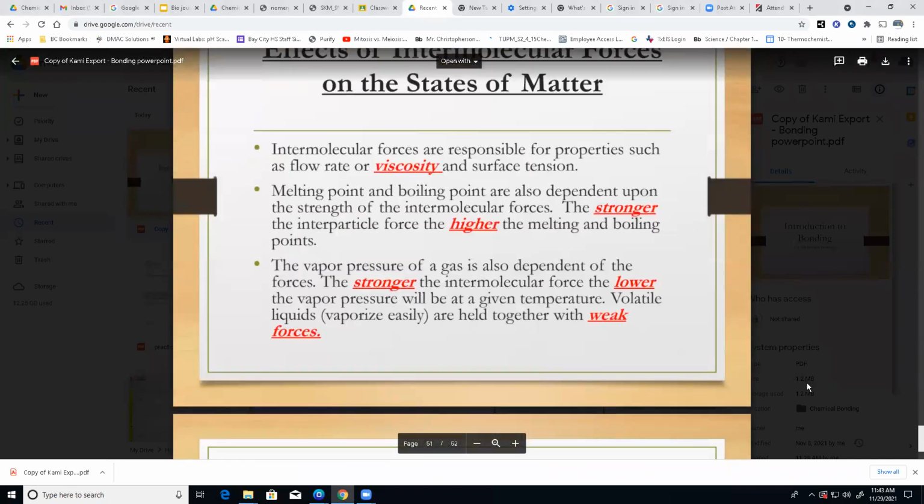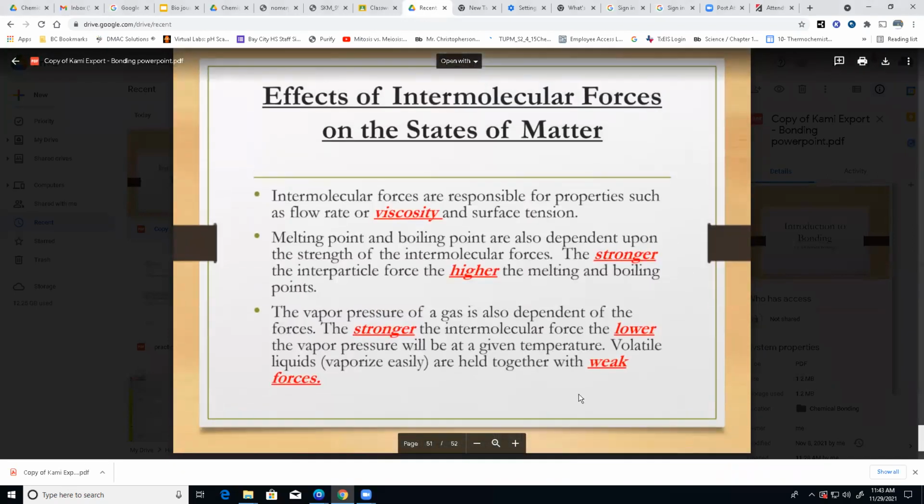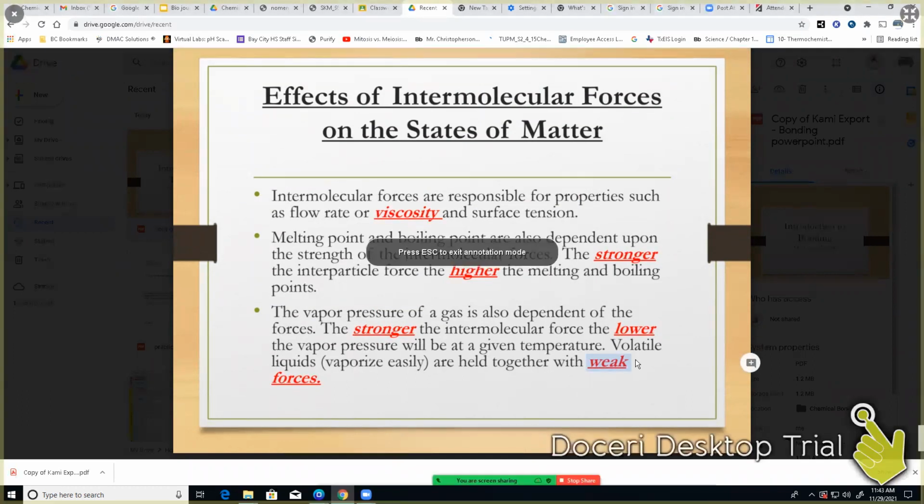So we're going to talk about some other properties that are affected by IMF. One is viscosity, kind of how thick something is. Water is not very viscous, but something like syrup is very viscous, it's thick, it's harder for it to flow. So as viscosity increases, it increases the IMF of whatever compound we're looking at.